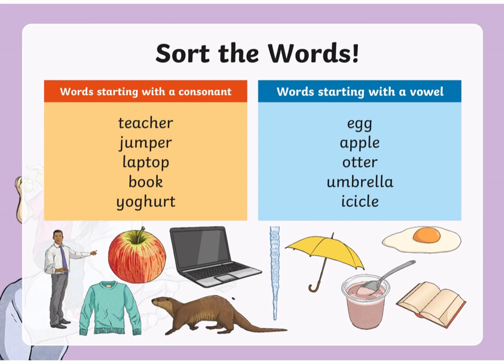Now, let's identify with the picture. A teacher. Who is this? Teacher. This is jumper. This is apple, laptop, book, yogurt, egg, otter, umbrella and this icicle.